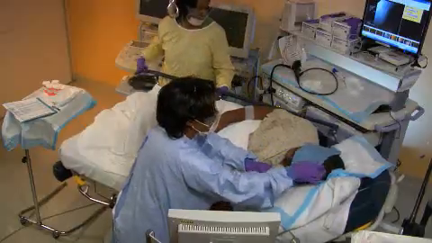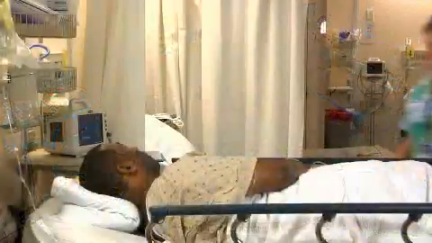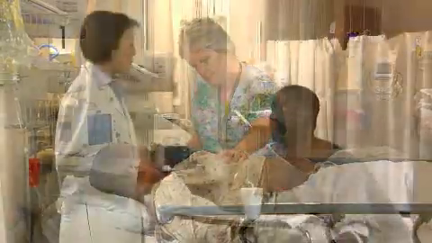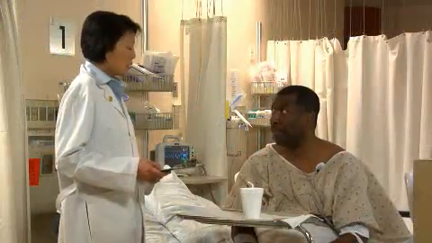When your endoscopy is completed, you will be cared for in a recovery area until most of the effects of the medication have worn off. At that point, you'll be informed about the results of the procedure and provided any additional information you may need to know.